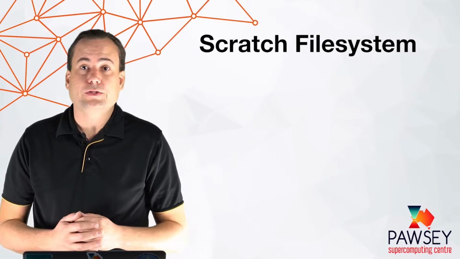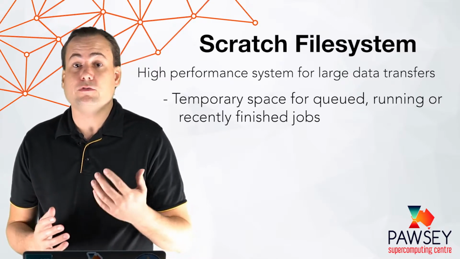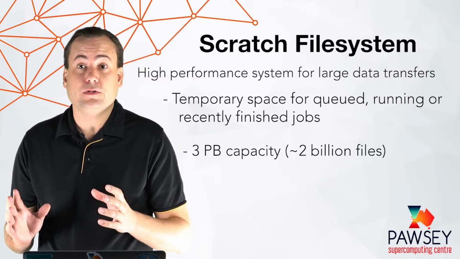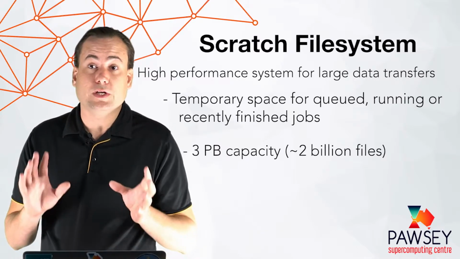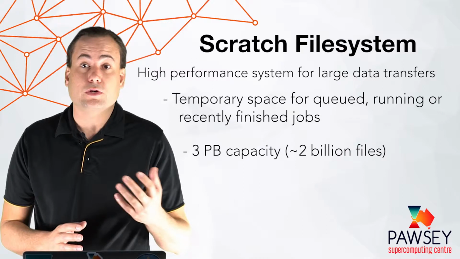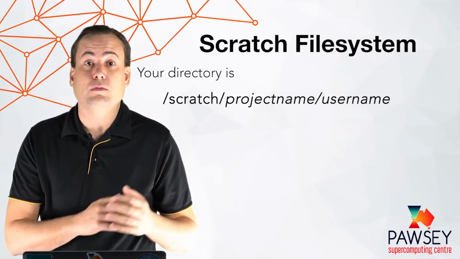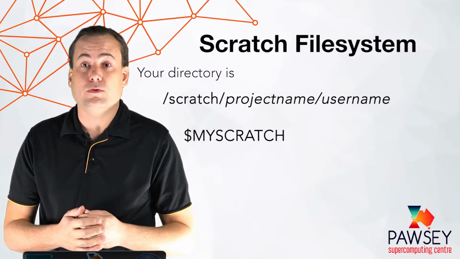The Scratch file system is Pawsey's highest performance file system, intended for large datasets that are actively being used by jobs running on the supercomputers. It has a 3 petabyte capacity, or approximately 2 billion files. The Scratch file system is shared by all users and has no quota. The path to your Scratch directory for a project is /scratch/projectname/username. For accounts with a single project, the $myscratch environment variable can be used for convenience.